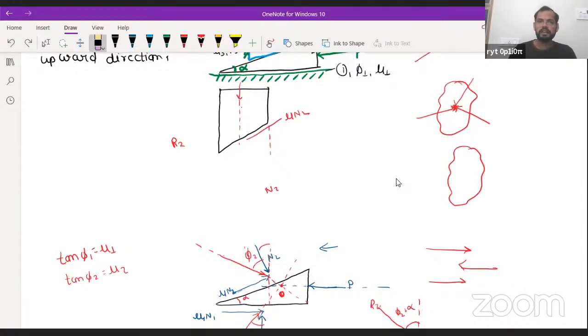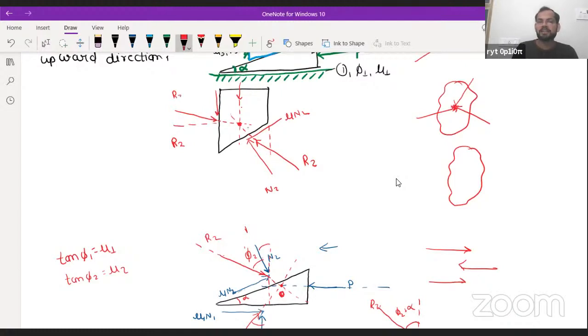So the force is something like this. This is N2, and this will be the resultant, that is R2, and this R2 will be equal in magnitude. Its line of action is passing through this point. So if its line of action is passing through this point, that means the resultant force on this surface will also pass through this point.